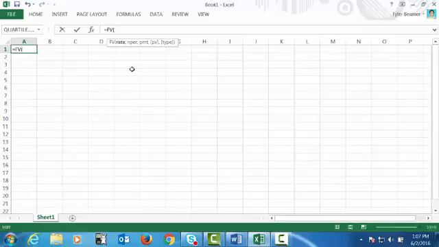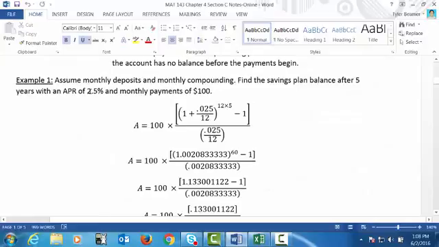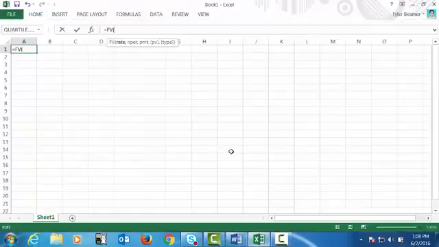First thing is the rate, which is the monthly rate. Therefore, we need to take the APR, convert it to a decimal, so 2.5% as a decimal, 0.025, and then divide that by 12 to convert that into a monthly interest rate.